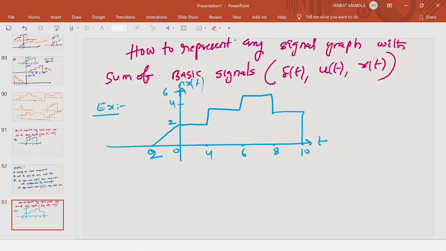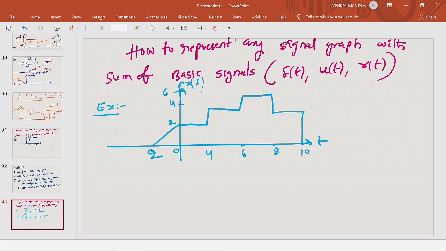So what is the procedure? There is a procedure for this, so first I will explain the procedure. First, what we have to do is identify the signal change points, where the signal is changing. You have to identify the signal change point.